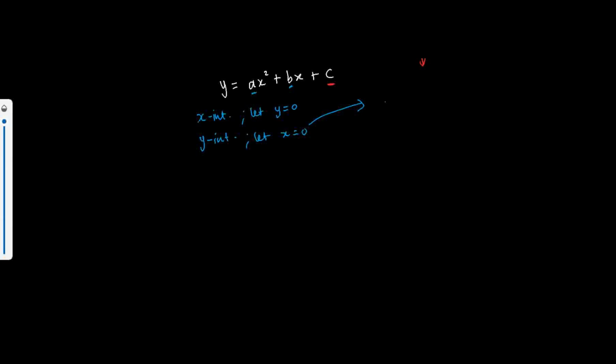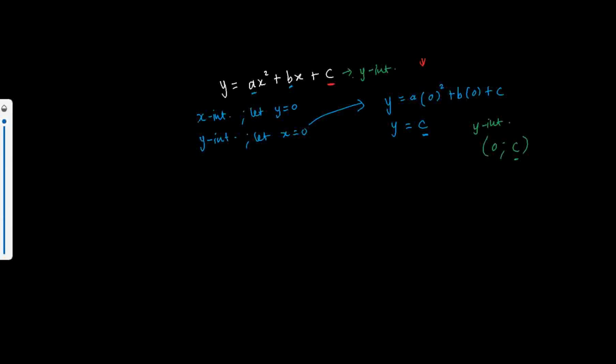So we have y is equal to a times 0 squared plus b times 0 plus c. Of course, whatever the value of a is, I do not know what that variable is. a times 0 is 0, b times 0 is 0, so y is equal to c. What does that mean? That means the coordinate of the y-intercept is (0, c). So c is basically the y-intercept. Very, very important.